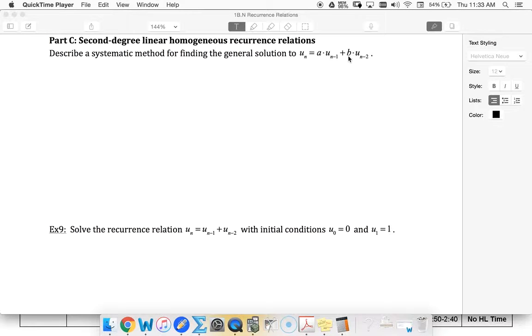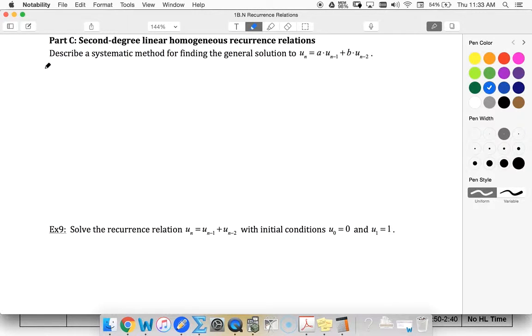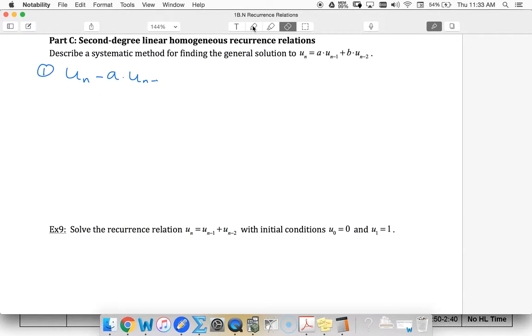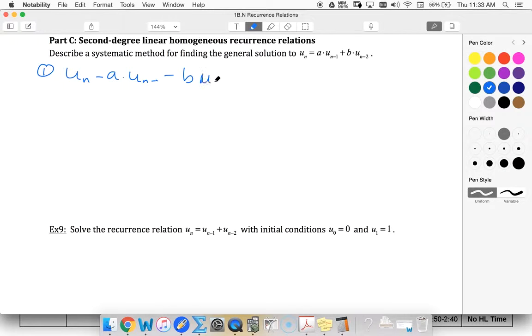So notice we've got three terms here, and I can think of this like a quadratic. And in fact, the quadratic is going to be our auxiliary equation. So the first thing we want to do is rearrange our formula to be equal to 0. And then the auxiliary equation is going to be x squared minus ax minus b equals 0. So we're going to solve this and get our roots.